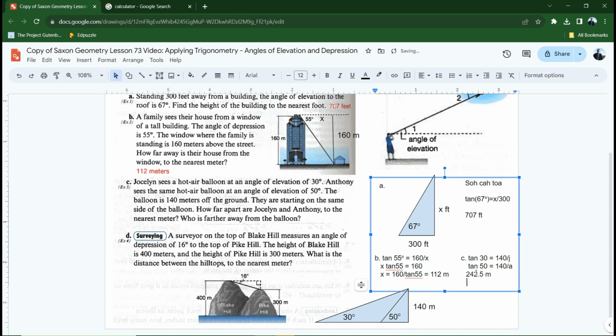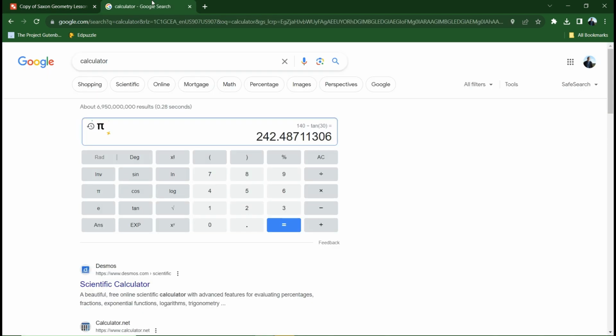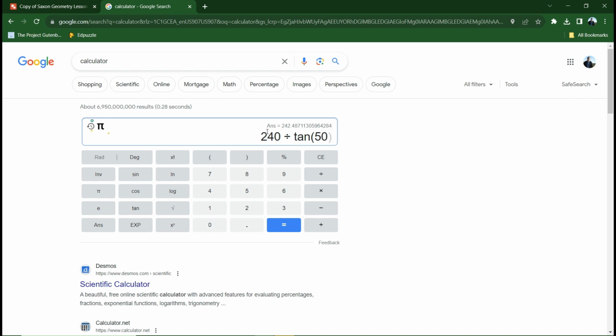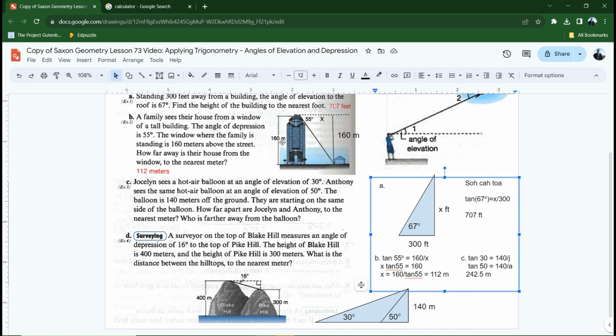Anthony is going to be 140 over the tangent of 50. So let's do that. 240 over the tan of 50. Let me just double check. 140. It is 140. For some reason, my brain jumped to 240. Okay, 140 over the tan of 50. There we go. So Anthony is 117.5 meters away.